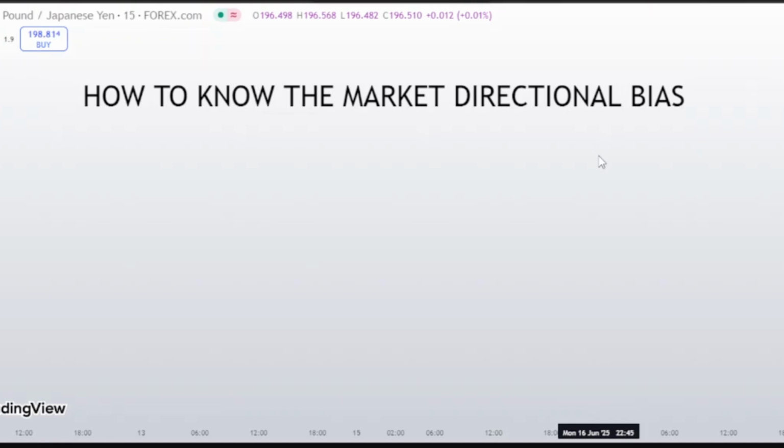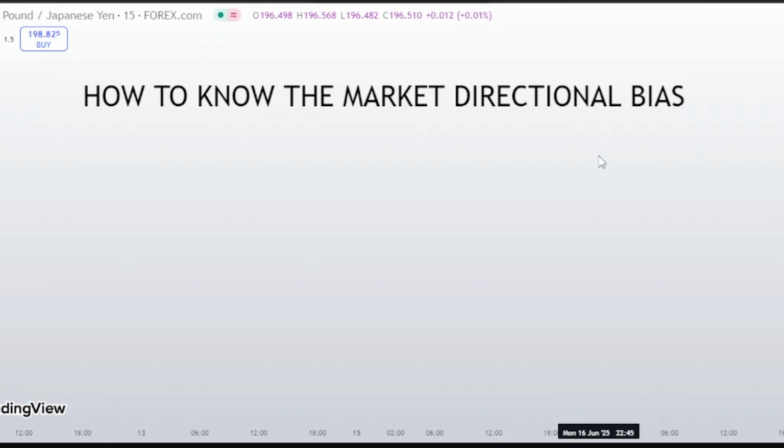So what is directional bias? Directional bias in forex markets is basically the current order flow of the market and also the price movement that shows whether the price wants to go up, which is bullish, or the market wants to go down, which is bearish, or it wants to range, which is sideways.